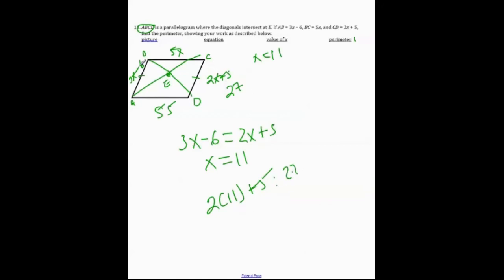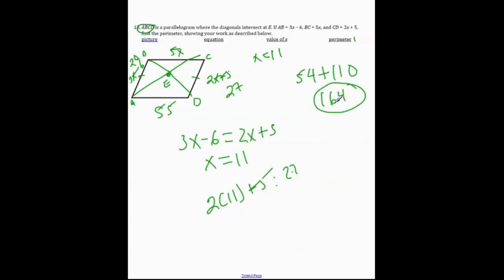So this side's 27, this side's 27. So my perimeter is nothing more than 27 times 2, which is 54, plus 55 times 2, which is 110. So that's going to be 164 units, whatever they are. Okay?